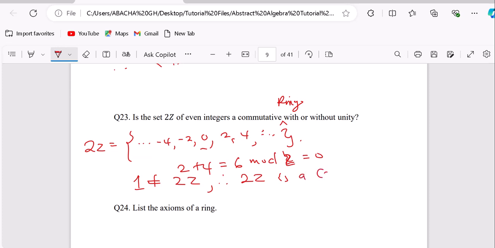Therefore 2z is a commutative ring without unity. That's all for that one.